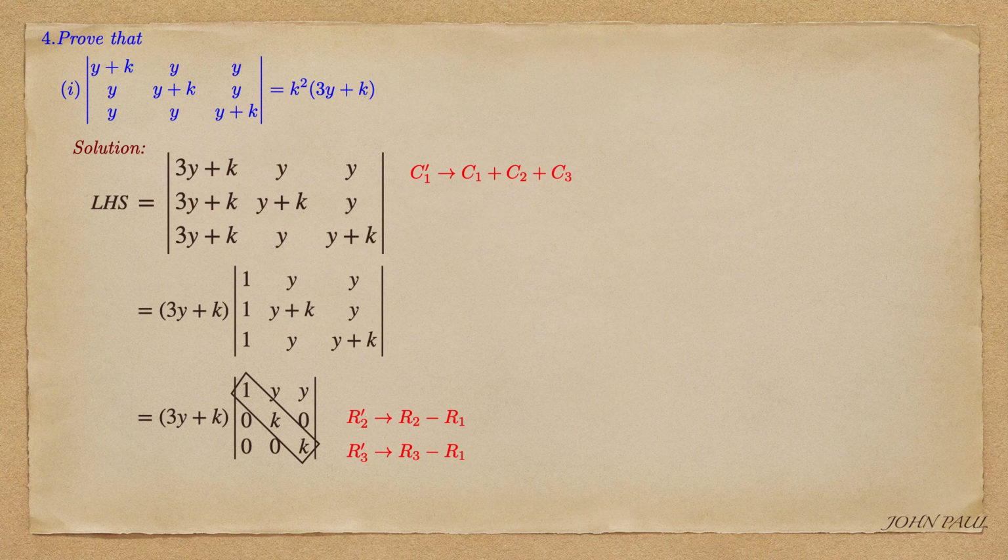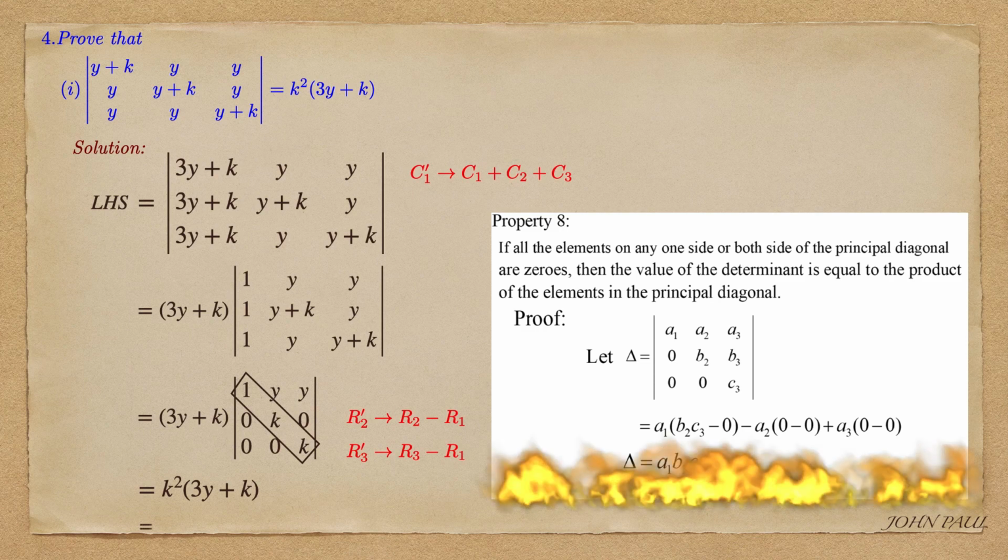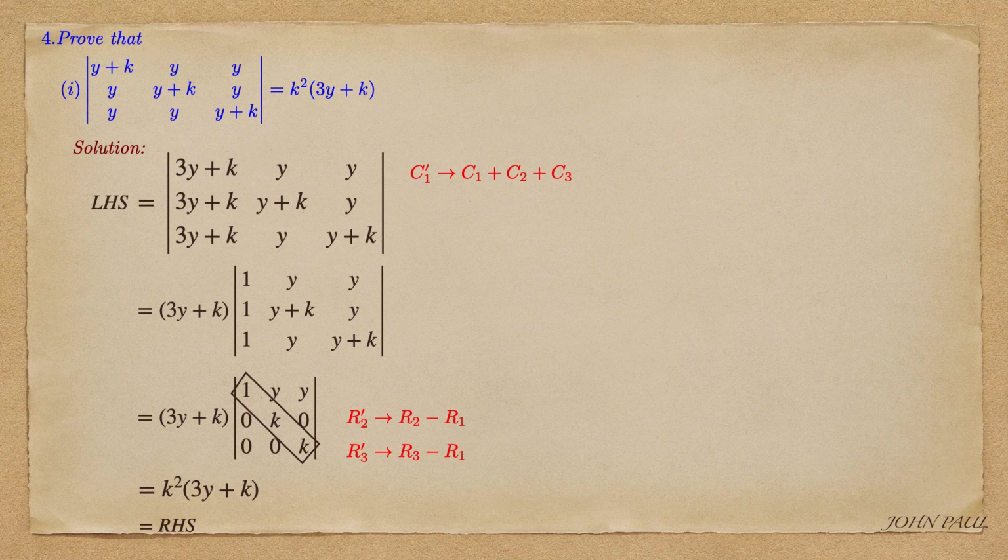We have seen many properties. In that, the eighth property says that if below or above the principal diagonal, or both, all the values are 0, we can find the determinant value by multiplying the product of the main diagonal or principal diagonal. This is the eighth property we already saw. So by multiplying this, we get k square into 3y plus k. This is our right hand side. This is what we have to prove.